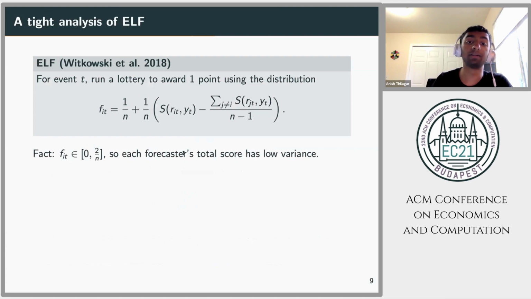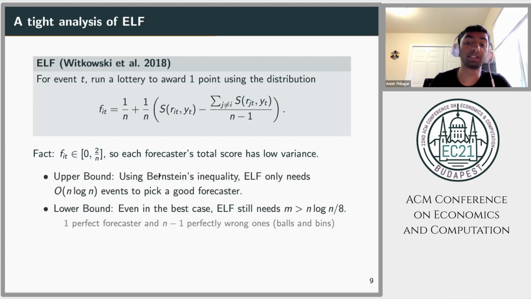So first we'll take a look at ELF again. Recall that ELF runs a lottery for each event and chooses one forecaster to award a point, and then we choose the forecaster with the most points to win. The exact form of that lottery is right here, but it doesn't actually matter for our analysis. We just need to use the fact that the probability of winning each event is between 0 and 2 over n. And as the number of forecasters gets larger, that's n, this interval gets smaller.